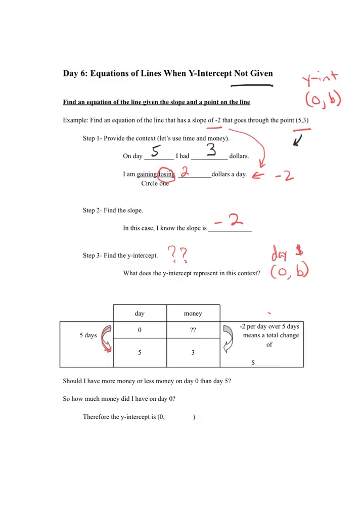So if it was -2 per day for 5 days, that would be -2 times 5, right? -10. So that would be a change of $10, right? It decreased by $10. So in other words, I know I went down $10 to have the 3. So you were spending money. We're working this in reverse.